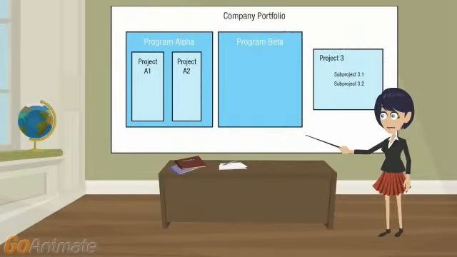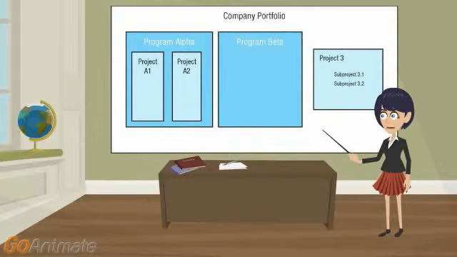This is an example of a portfolio of a company, which has ongoing projects, new projects and sub-projects. To identify the potential projects, we need to understand how many resources are available, and the organization's overall capabilities.